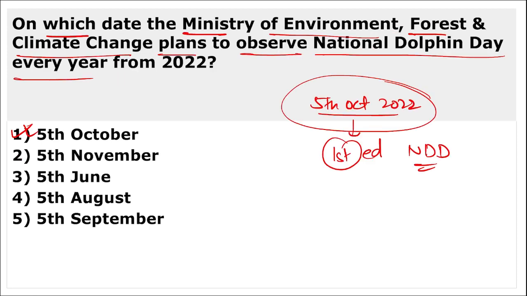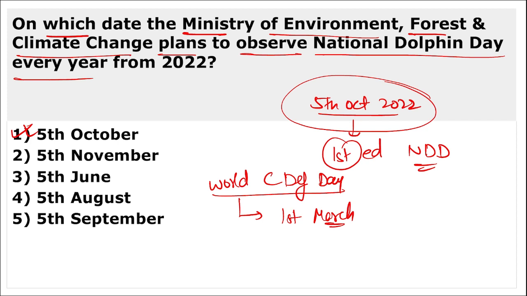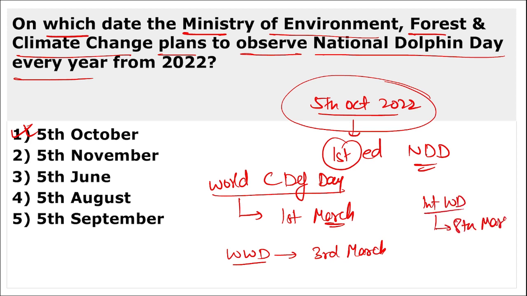If I ask you, tell me, when do we observe World Civil Defense Day? World Civil Defense Day is observed on 1st of March. World Wildlife Day is observed on 3rd of March. When do we observe Women's Day? International Women's Day is observed on 8th of March.